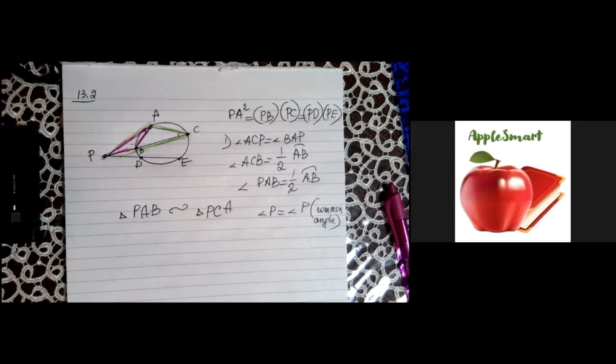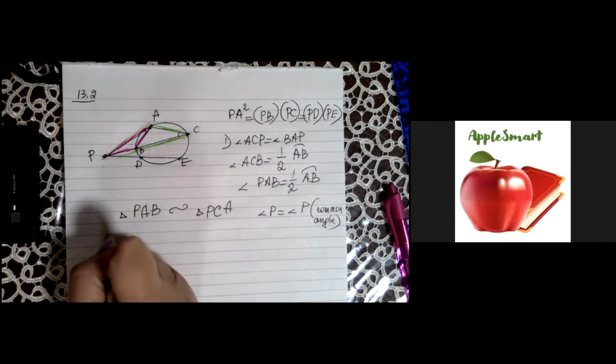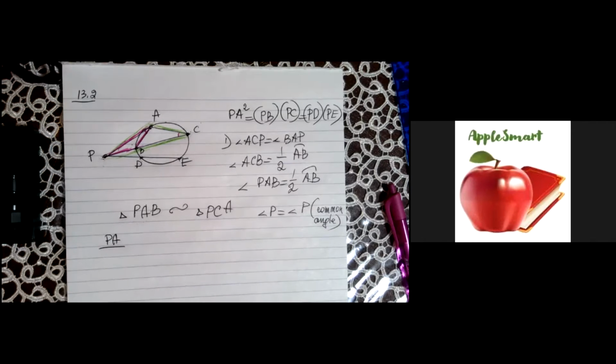Okay? And that makes two triangles similar. If these two triangles are similar, what ratios can I write here? I can say that PA over what?